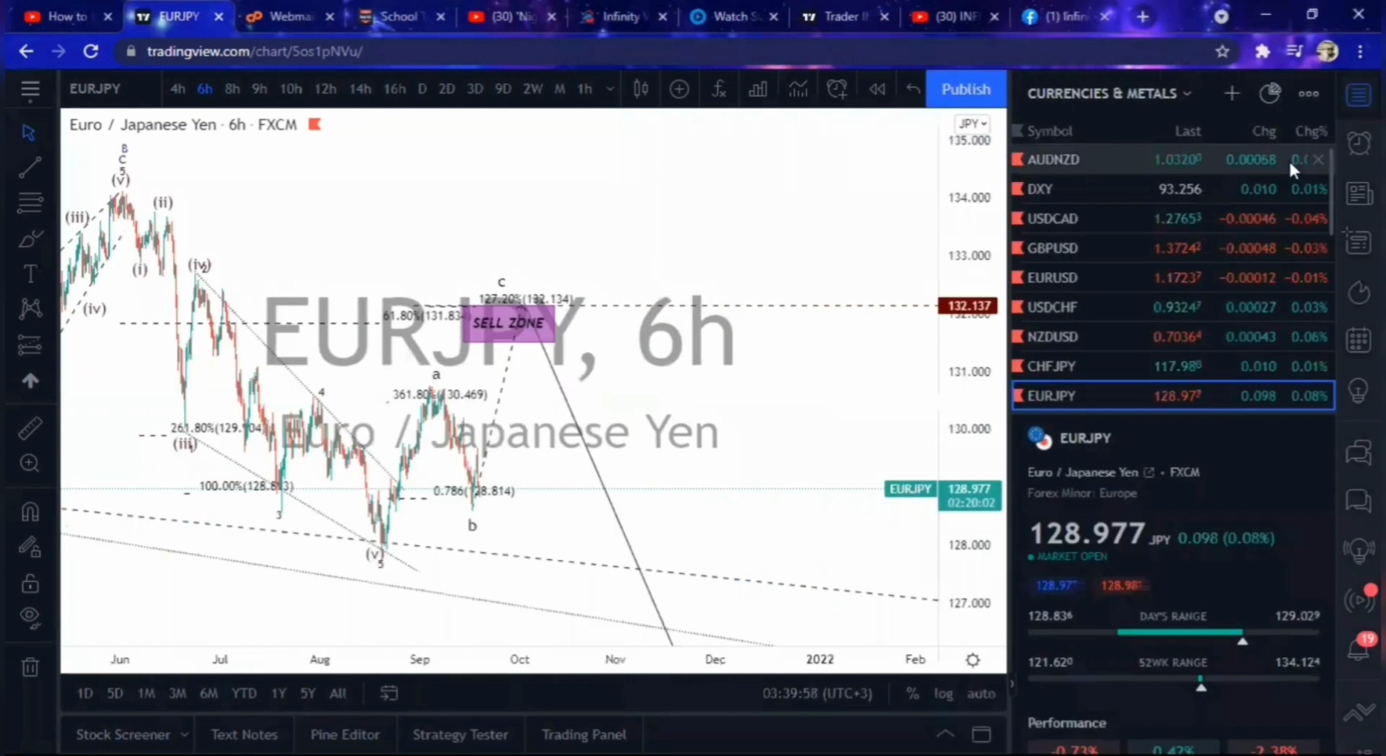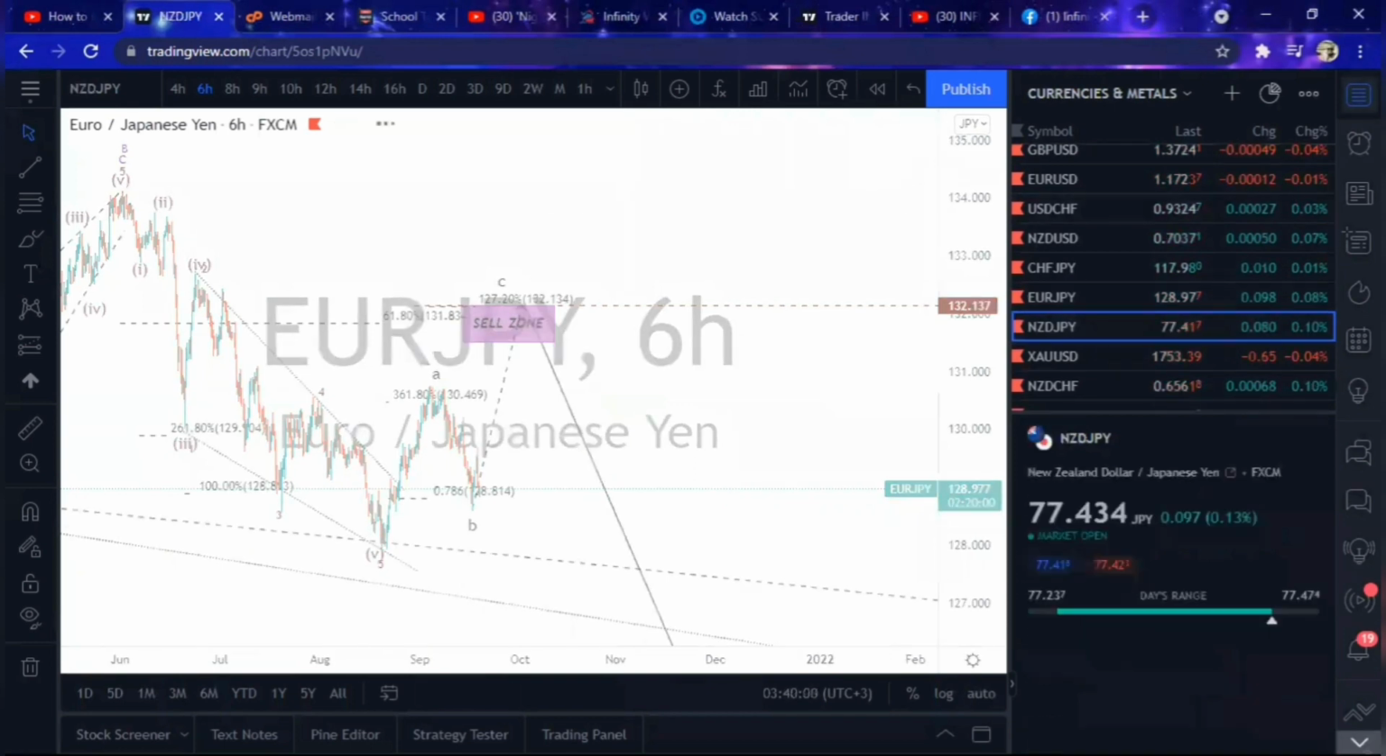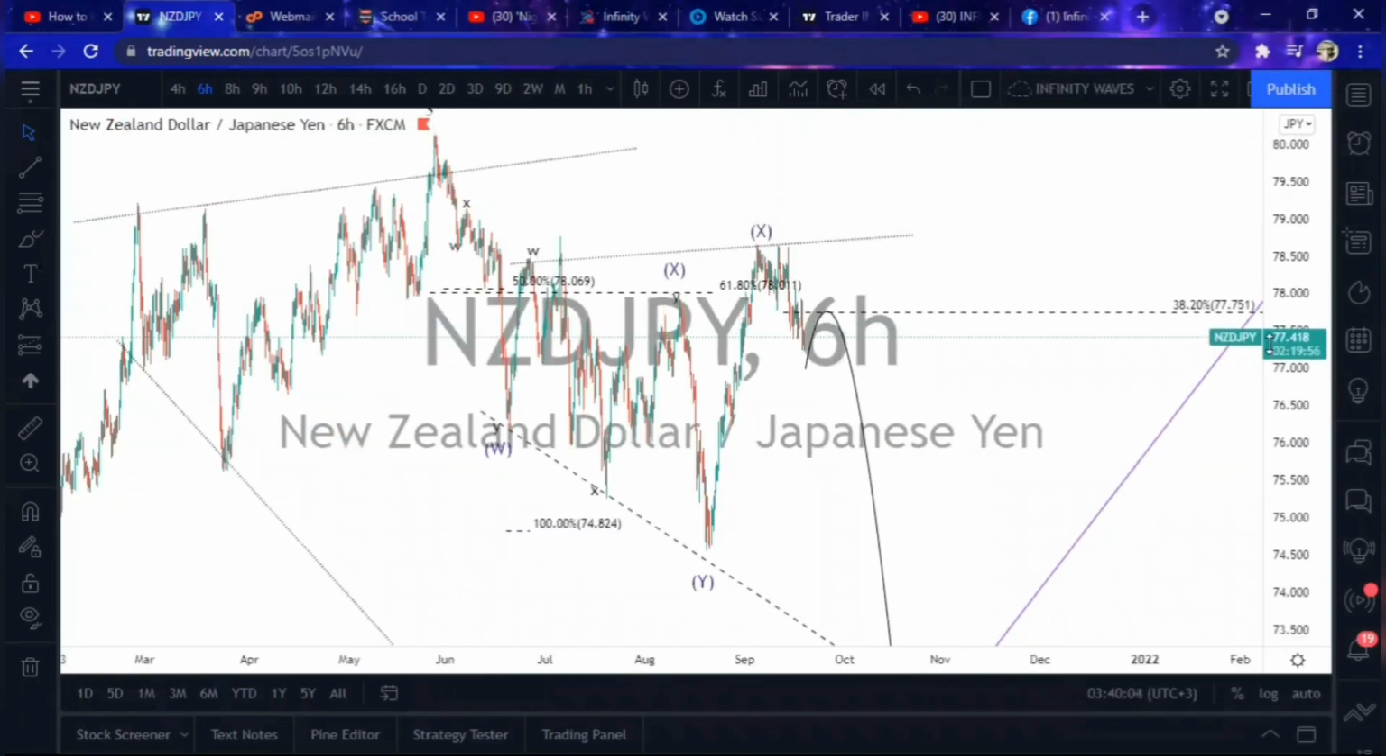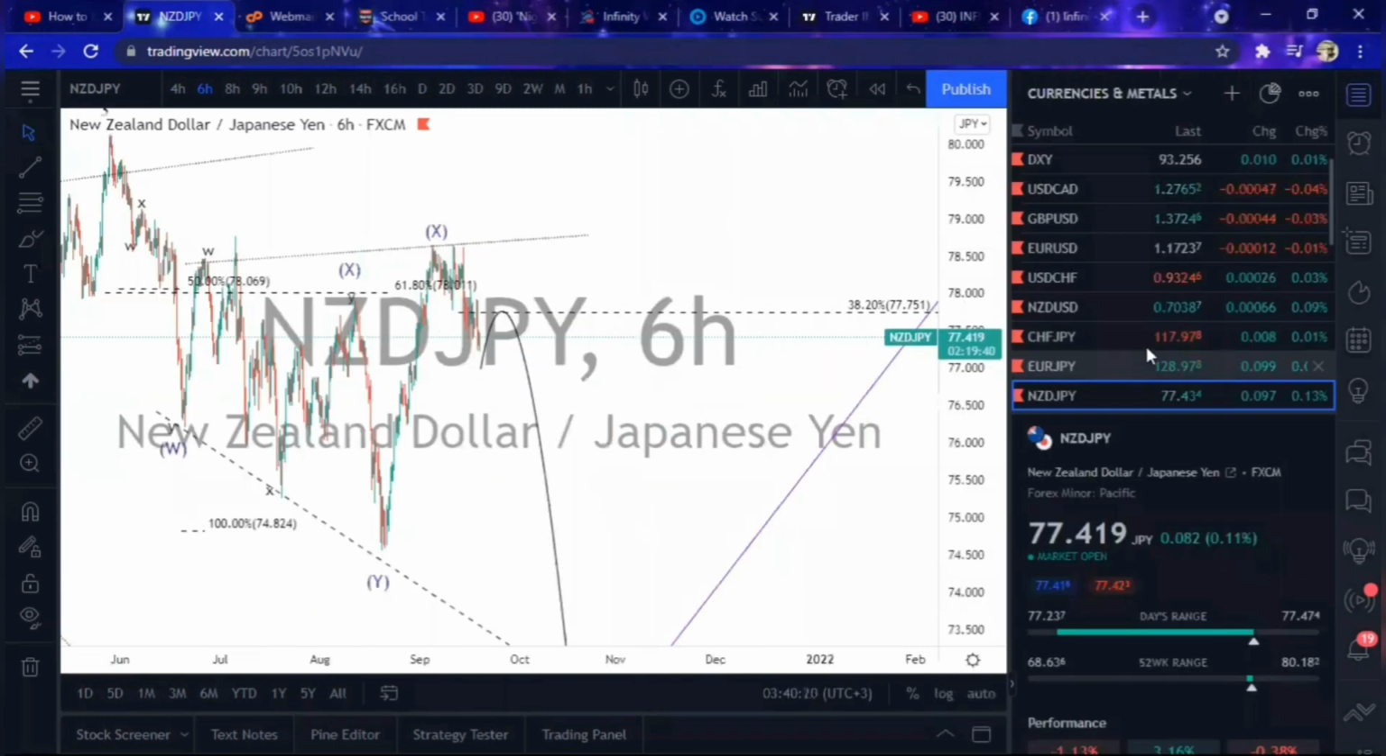Next setup on our watch list was New Zealand dollar JPY. This one again is still correcting, waiting for this move from this region here, comes here, then for the next drop down for this particular pair, New Zealand dollar Japanese yen. Gold as well.